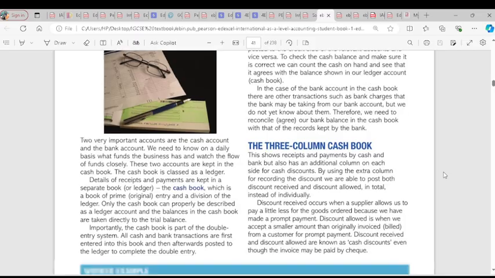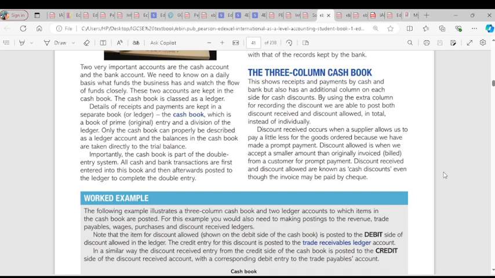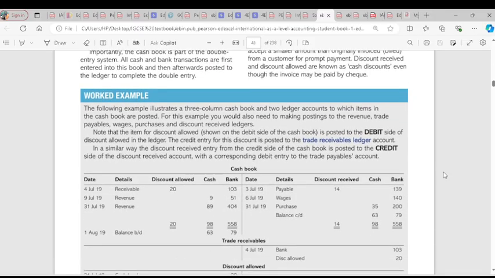Then we'll go to the 3-column cash book. The difference between the cash book and the 3-column cash book is that the 3-column cash book has discounts. So discount allowed on the debit side, discount received on the credit side. That's the difference. Is it clear? Do you understand that now, please? Do you get the point I'm making? Okay, done. So discount allowed on the debit side, discount received on the credit side.